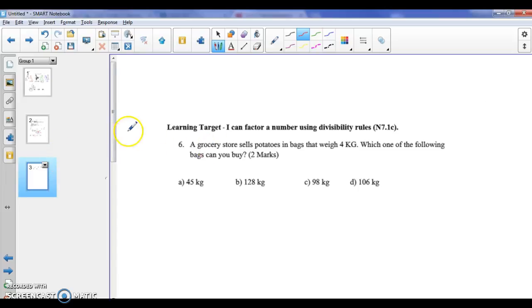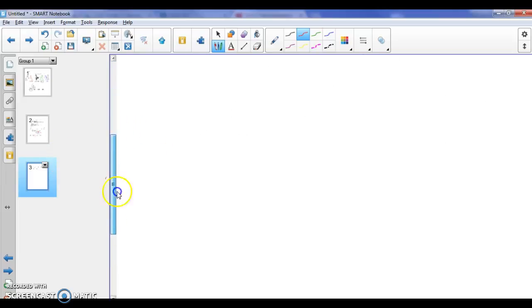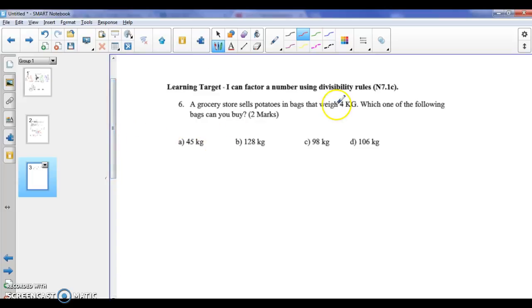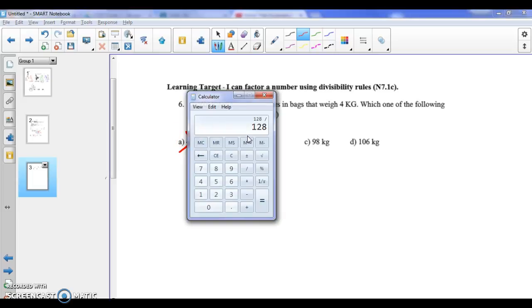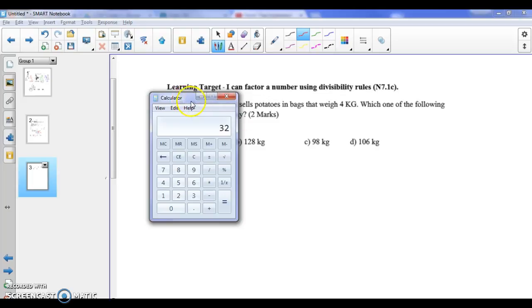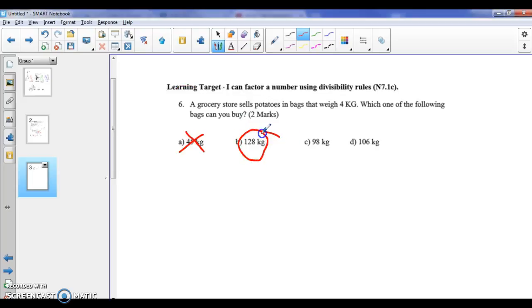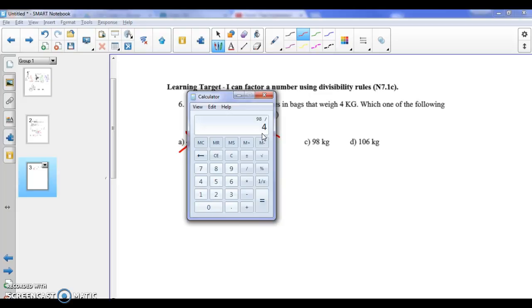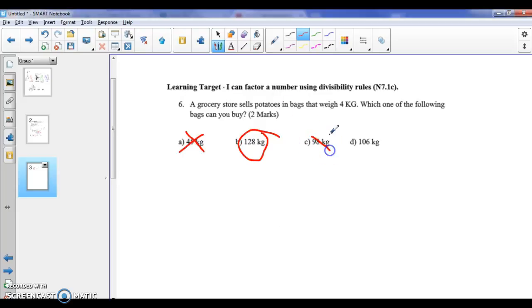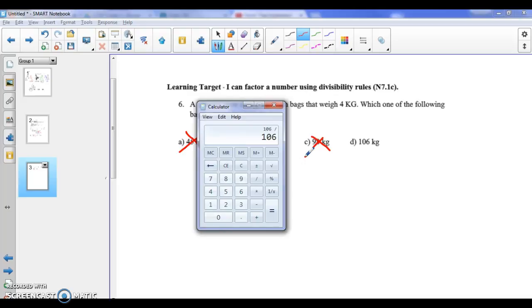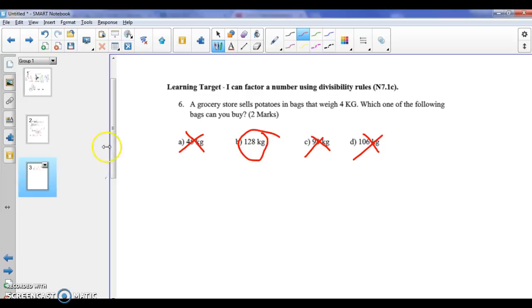And my last page here. A grocery store sells potatoes, weighing 4 kilograms each. Which of the following bags can you buy? So I just need to find which one of these numbers is divisible by 4. I can already tell you that 45 will not be, because 4 times 10 is 40. Add one more, I get 44. How about 128 divided by 4 is 32, so I know that that is divisible. And I'm just going to check my other ones. 98 divided by 4, I get a remainder, so no. And 106 divided by 4, I get a remainder, so I know that's not it. And my answer is B.